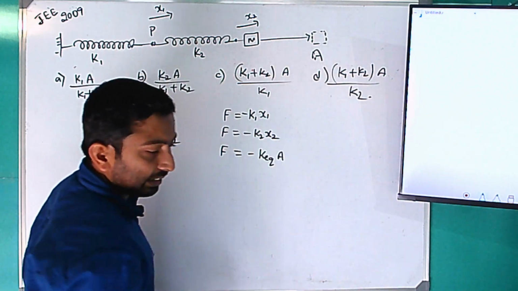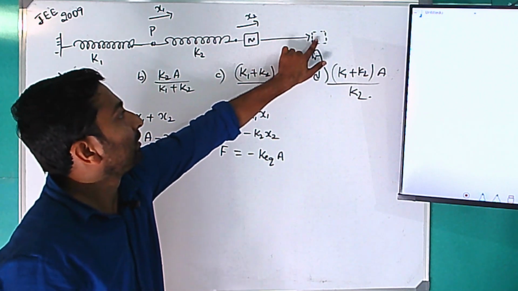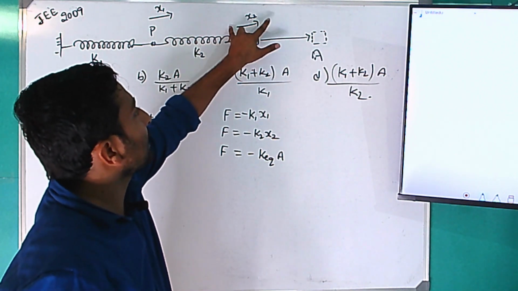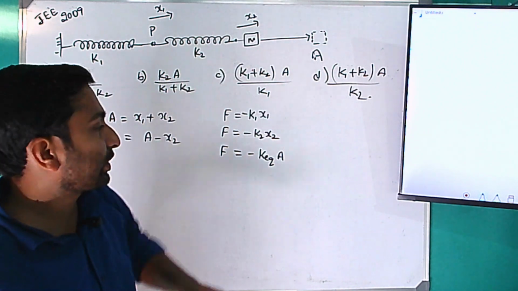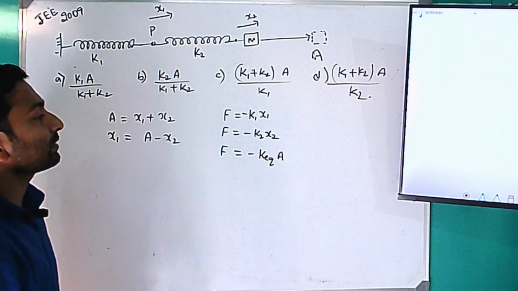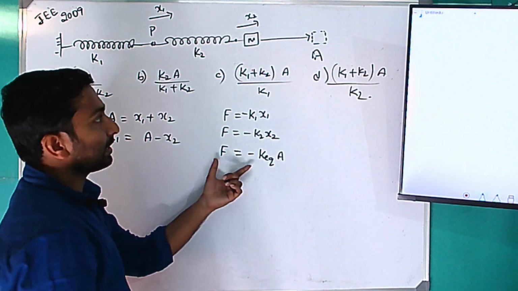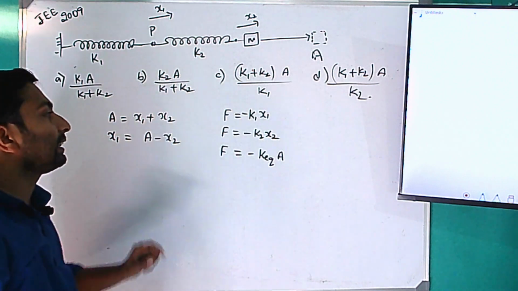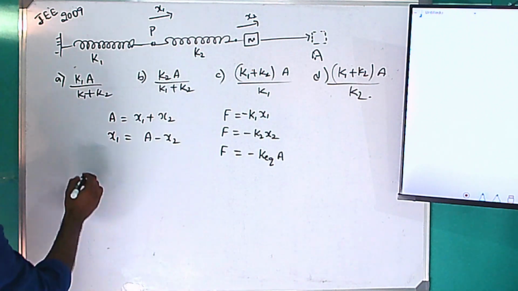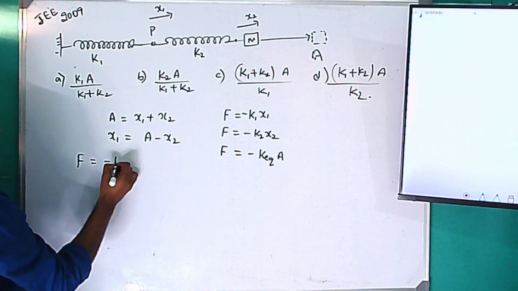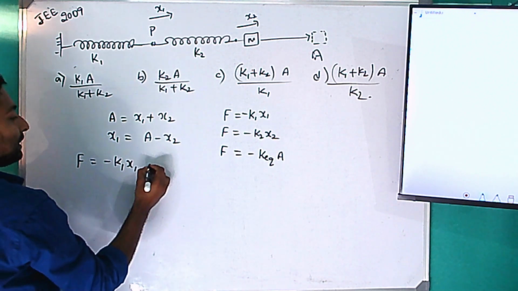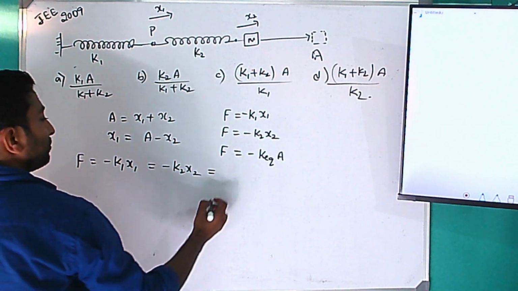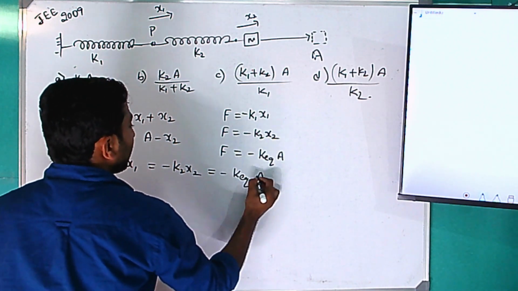When it is at the extreme position A, this particle is at x1 and this particle has displaced through a distance of x2. So these are the force equations. Since all the forces should be the same, because the force acting here must be the same force acting here, let me write that. F is equals to minus k1 into x1, that is equals to minus k2 into x2, that is equals to minus k equivalent into A.